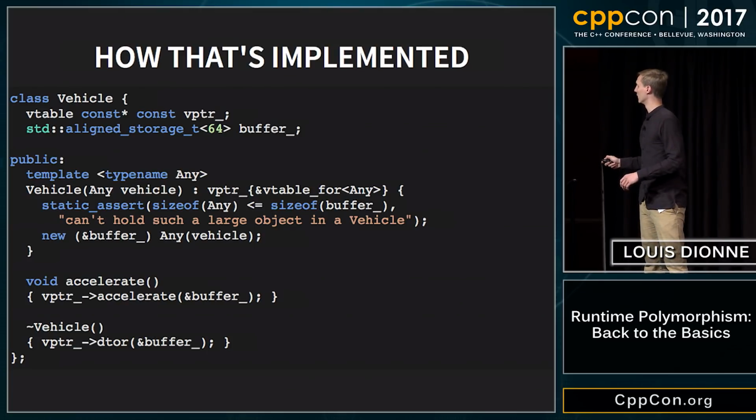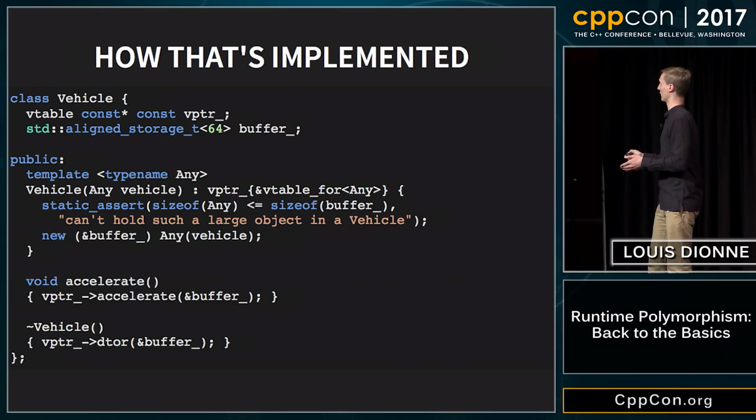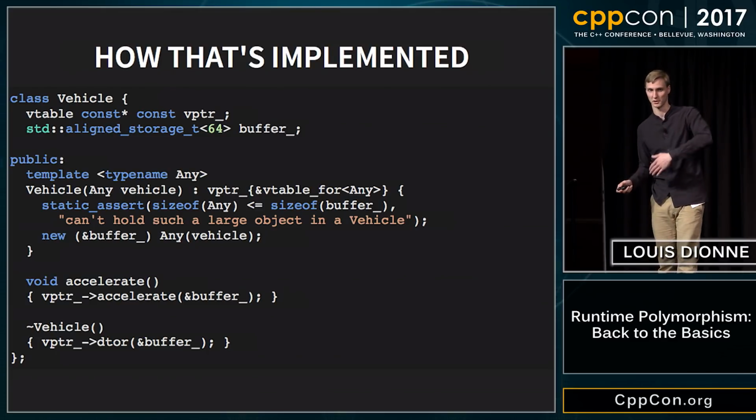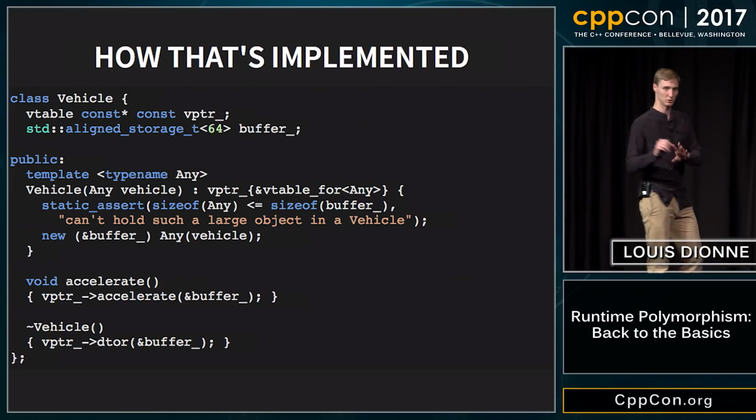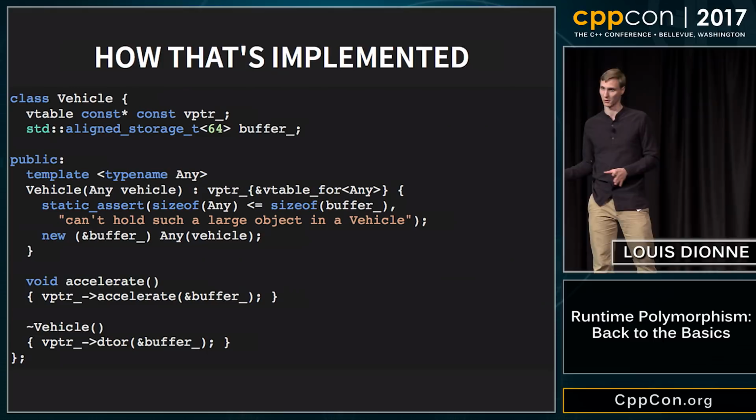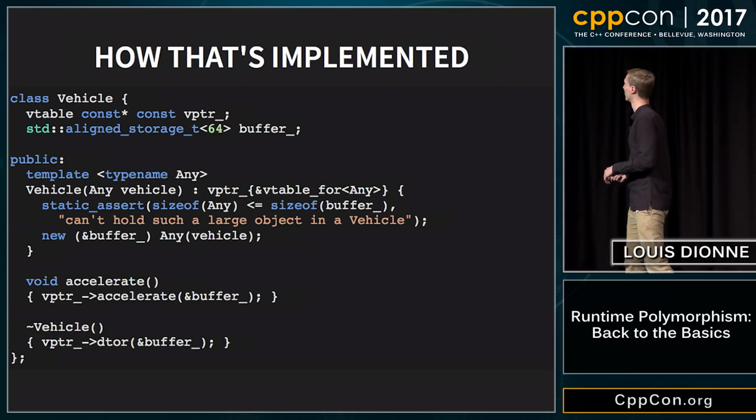And then when I want to call a method on it, I just go through my vtable. I always need to go through my vtable, and then I call that, and my this pointer is basically the starting address of my buffer. And then I need my destructor. I call my destructor. I don't need to free anything here. I just call my destructor on the buffer.